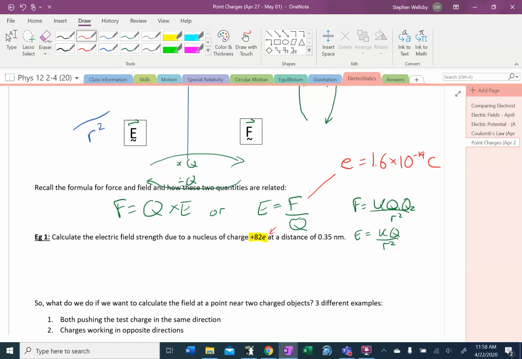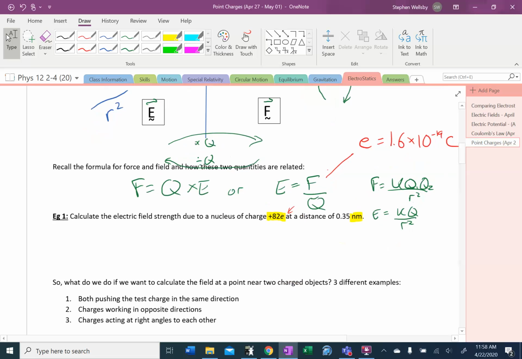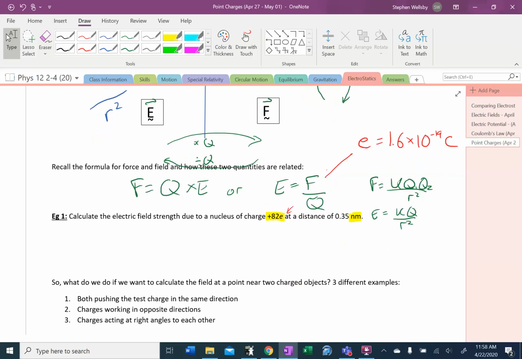So if you have a nucleus with charge of plus 82e, it just means it's 82 times this value up here, and it's going to be positive. And if you've forgotten this unit here, nanometers, just remember, with this unit we use very, very small numbers. Milli is times 10 to the minus 3, micro is times 10 to the minus 6, nano is times 10 to the minus 9. Nino for nano, easy to remember. Okay, pause the video now, try this question for yourself.